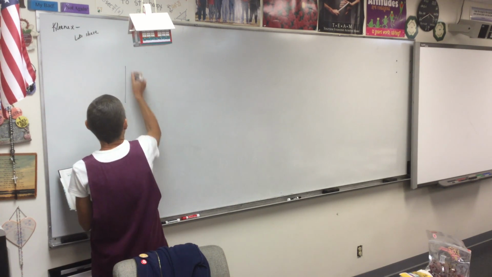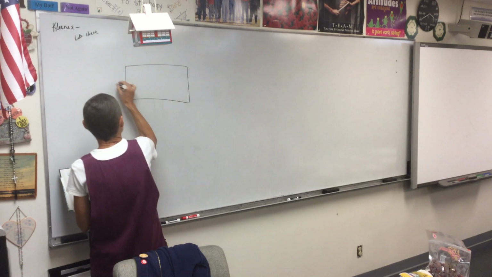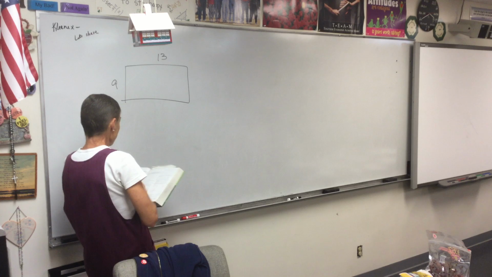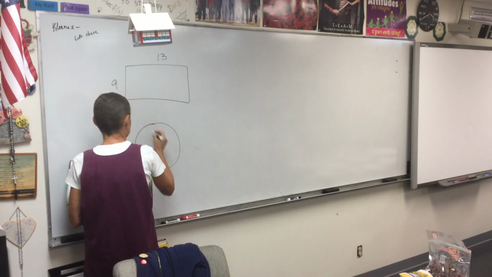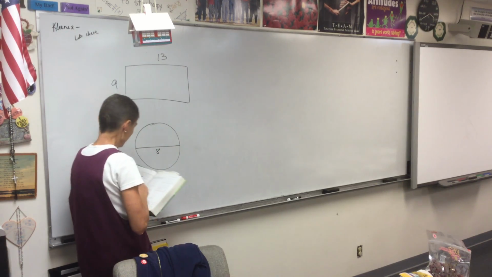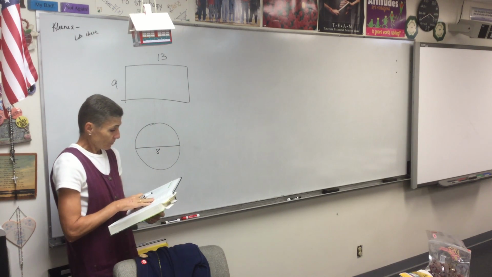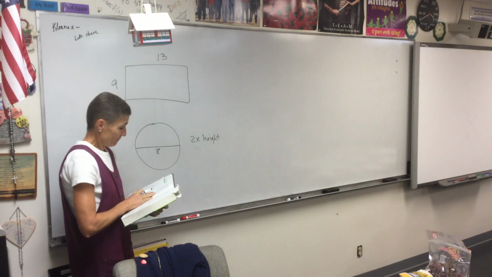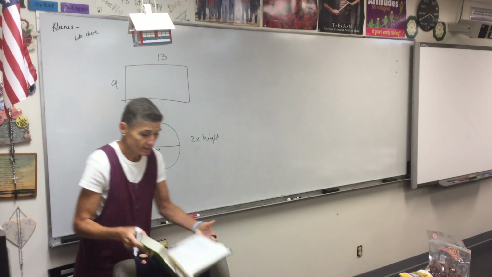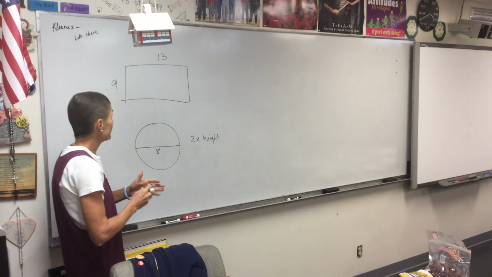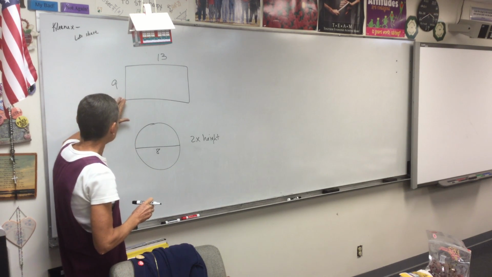A bakery sells a 9 by 13 cake for the same price as an 8-inch diameter round cake. If the round cake is twice the height of the rectangular cake, which option gives the most cake for the money? Okay, so you're going to go in and buy Dr. Greer a birthday cake, and you want to get the most cake you can.